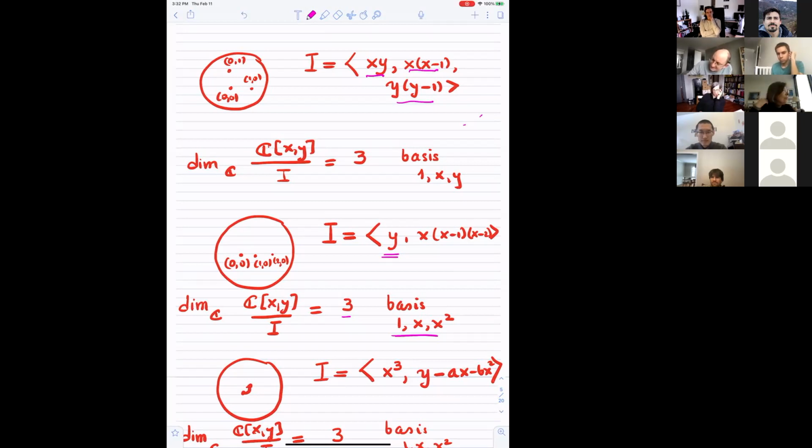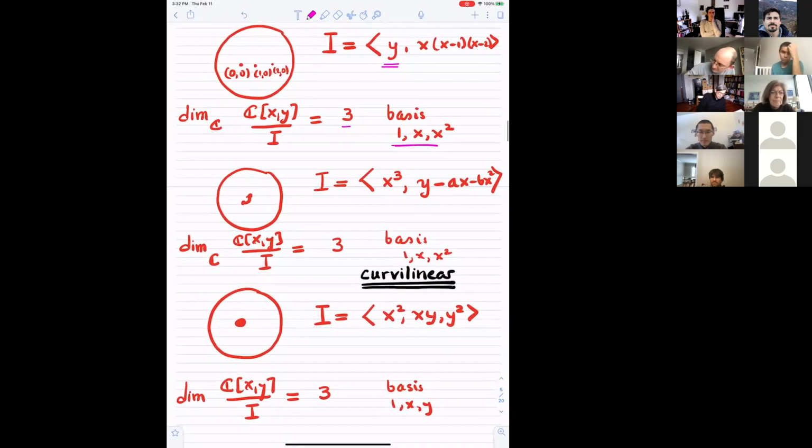But anyway, for us, maybe the more interesting question is how do we understand when these 3 points collide? So let's see a few examples of when the 3 points collide, right? So one thing that I can do is I can write this. I can take x cubed and y minus ax minus bx squared, right? So if I do this and look at C[x,y] mod I, this again has dimension 3, and you see that it has basis 1, x and x squared.